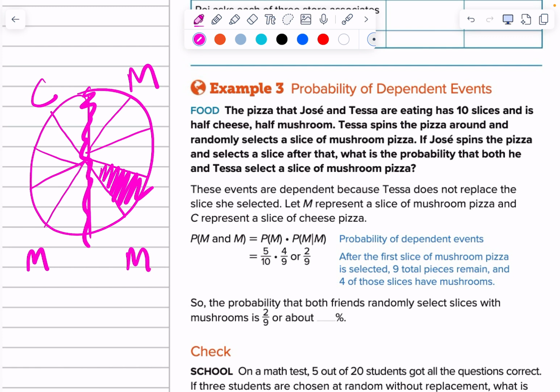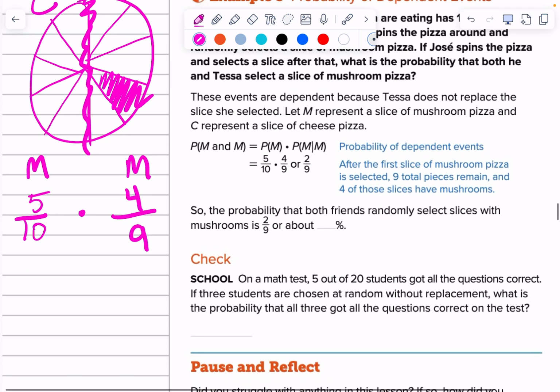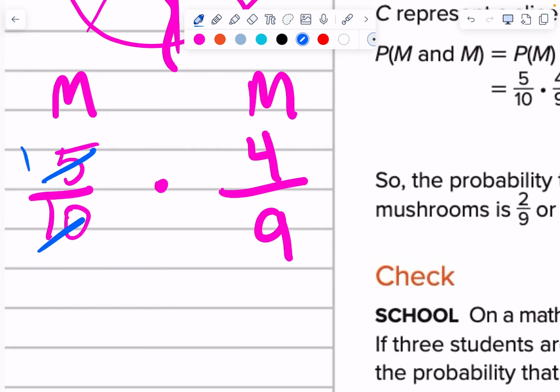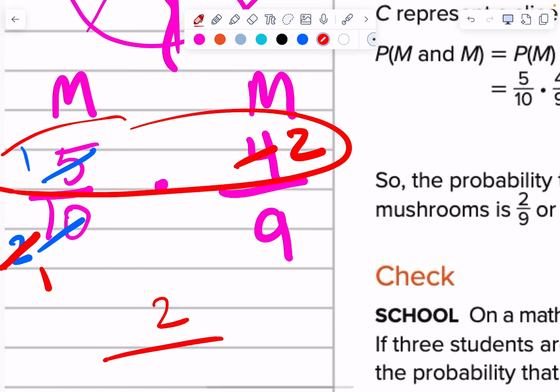So 5 out of 10 times. If she's already eaten it, 4 out of 9. Okay, let's reduce. 5 over 10 is 1/2. What else can I reduce? The 2 and the 4 becomes 1 and 2. So 1 times 2 is 2. 9 times 1 is 9.